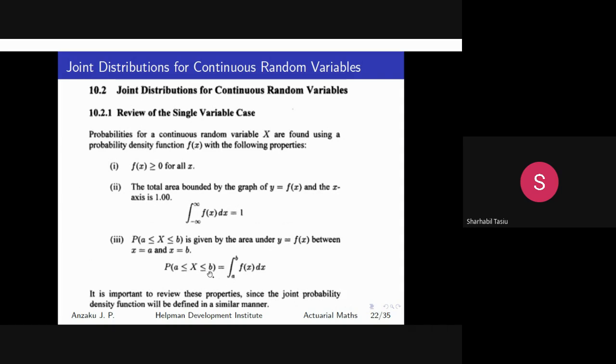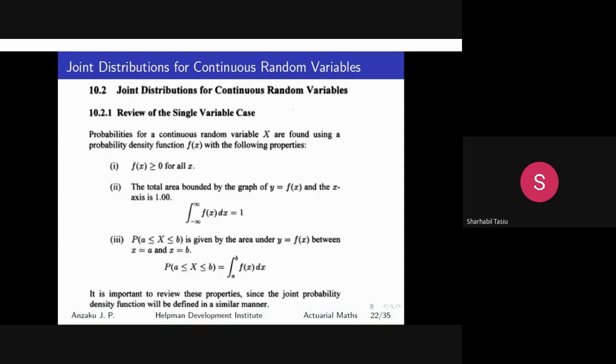b is the greater interval, a is the lesser interval, or a is the interval before the next interval b. So we have a to b, just like we represent in integration, f of x dx. Now, I believe we have remembered this property.